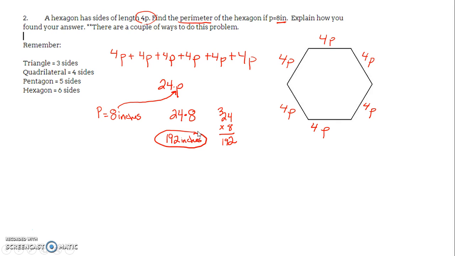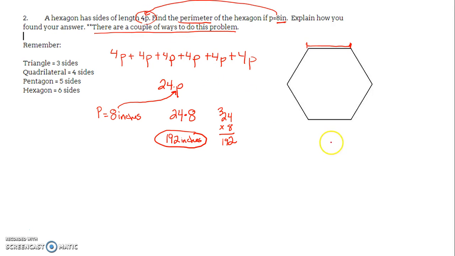But Ms. Connor says there's more than one way to go about this problem, so I'm going to show you another way. If you are happy with the way this problem was already handled, then you don't have to follow along with me. But if you say, I'm really uncomfortable with all of those p's running around and having to combine my like terms, another way you could handle this problem is to use the side length. Each side length is 4p, and we know p is 8 inches.